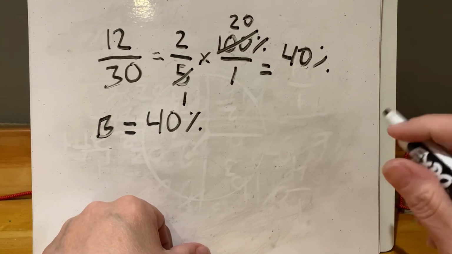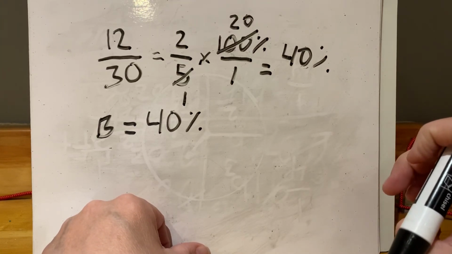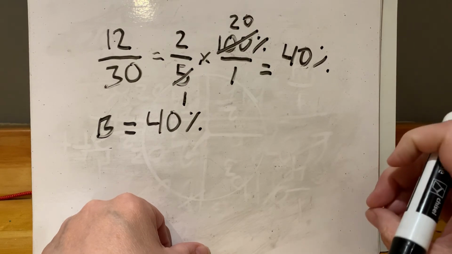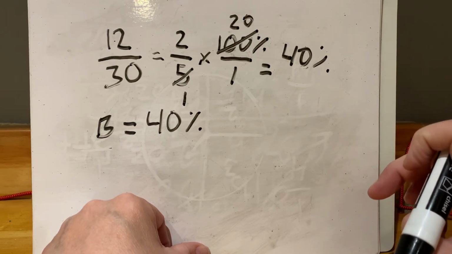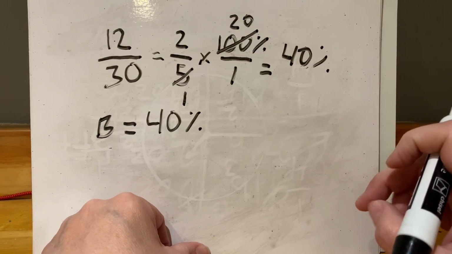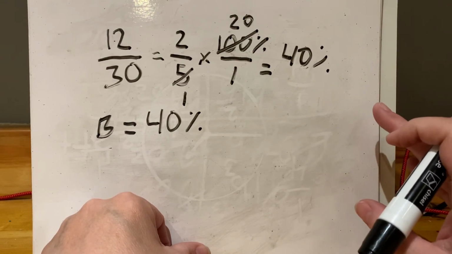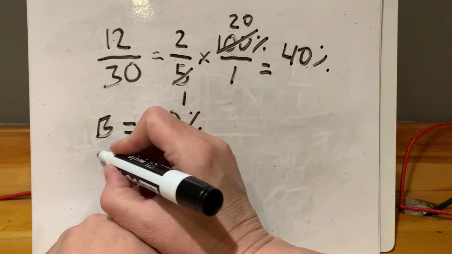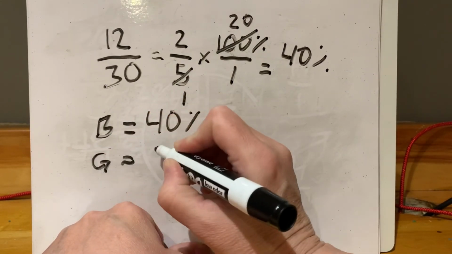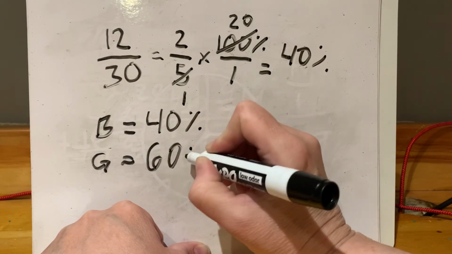So to find the percent that is girls, we may convert the fraction that is girls to a percent. However, we already found that 40% of the class are boys. So we know that girls would be the remaining percent, which is 60%.